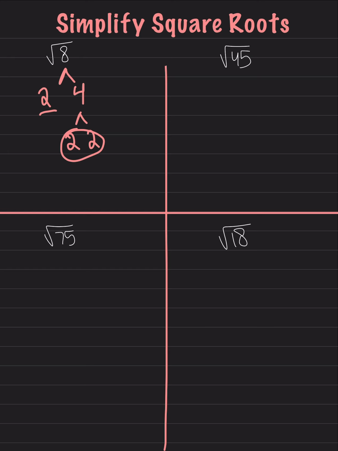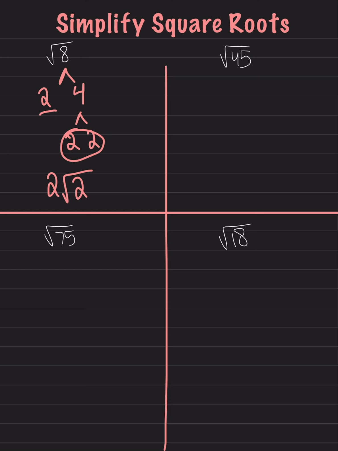Now to get our answer, all we simply do is take the numbers that are in the pair and write them. Then on the inside of the square root, I will write the number that did not have a pair, which is the 2. And my answer is 2 root 2.